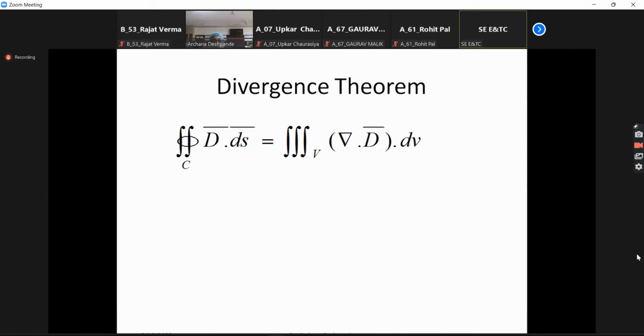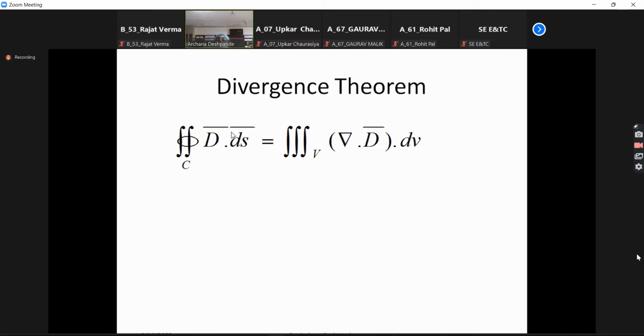Now it's visible. So just remember this divergence theorem expression. Okay, so in the divergence theorem, on the left hand side we have a double integration and on the right hand side we have a triple integration. Basically divergence theorem relates the double integration to triple integration.